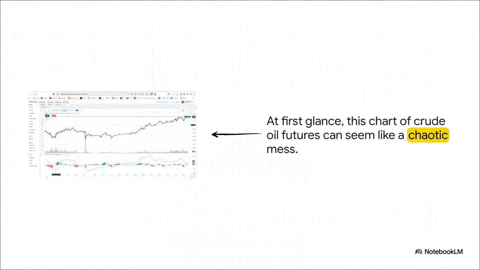So what are we even looking at here? This is a real-time chart for crude oil futures. And yeah, I get it. At first glance, it is just a flurry of activity. You've got price bars jumping all over the place, these spikes down here, this whole other panel of lines at the bottom. It feels completely random. It's honestly a little intimidating.